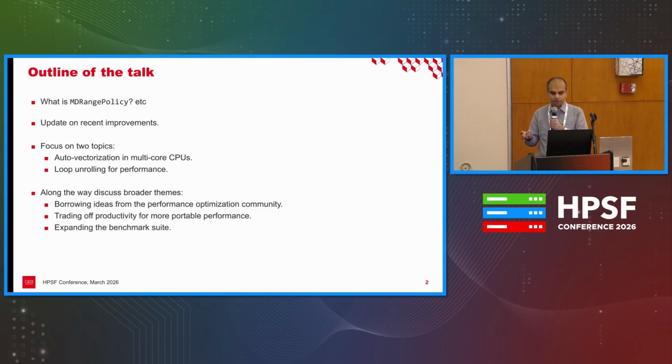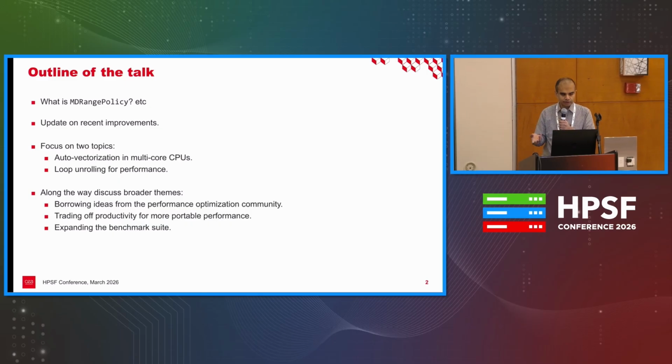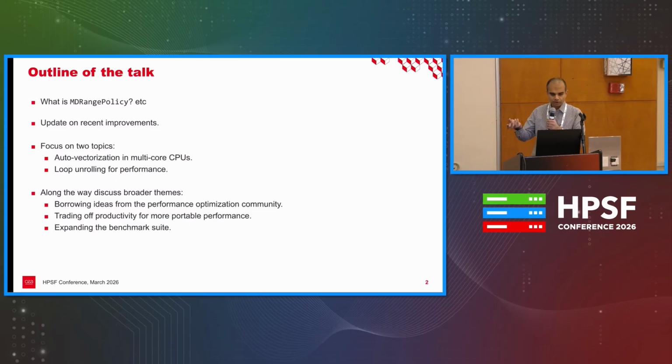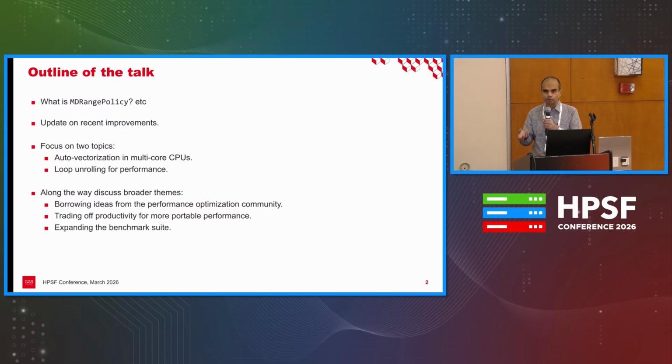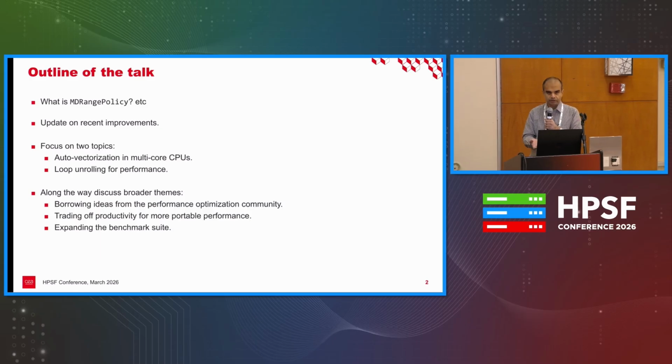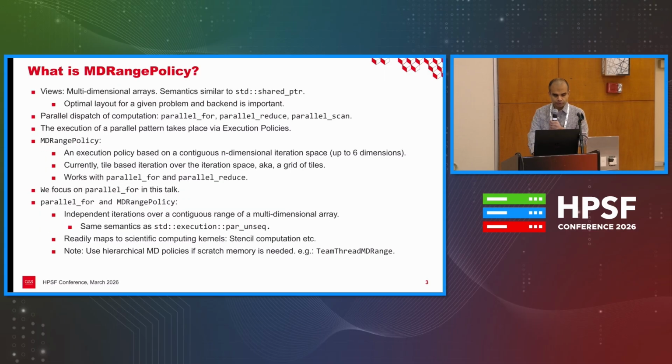And then we will look further at two topics regarding auto-vectorization in the context of multi-core CPUs and about how to use loop unrolling to improve performance. Along the way, we will discuss some broader themes like how to borrow ideas from the performance optimization community, how to give more control to the user by trading some productivity but getting better portable performance by doing that, and how we can keep expanding our benchmark suite so that we can test our ideas and improve performance.